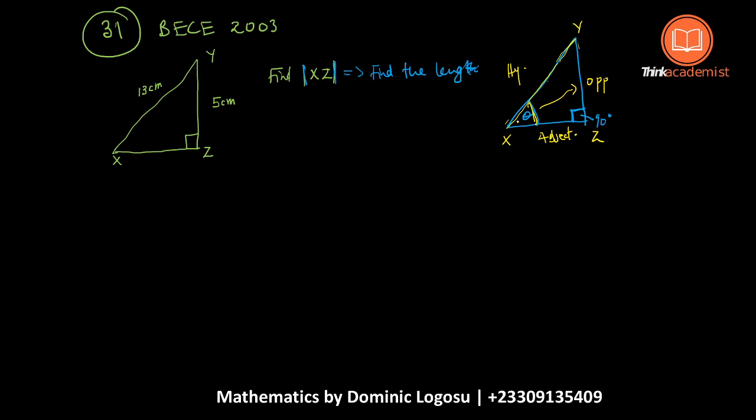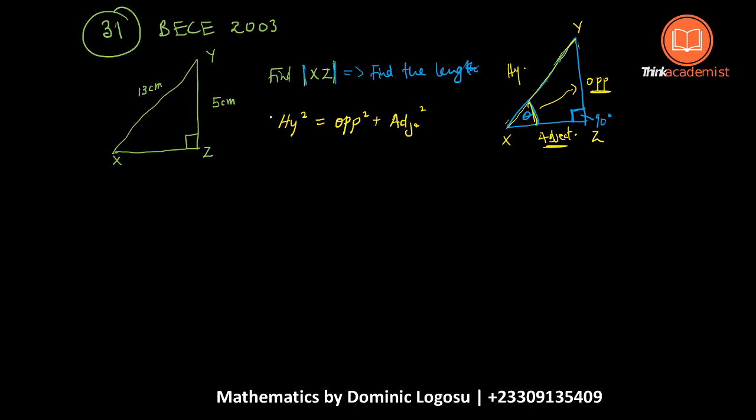Now he also went ahead to say that if I want to find the length of the hypotenuse, which is the slopey part of the right angle triangle, the square of the hypotenuse should be equal to the square of the opposite plus the square of the adjacent. We know that these are opposite, we know that these are adjacent, and then the slope.